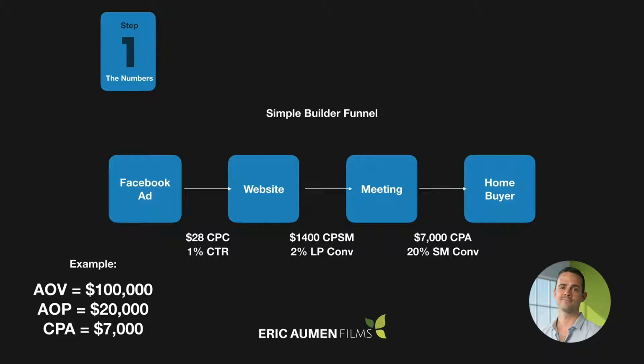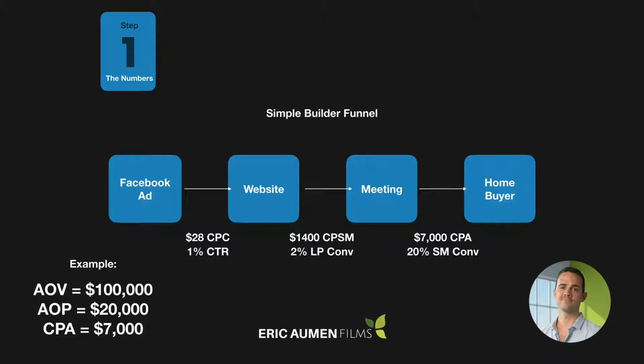And you can see over on the right, the home buyer. Below that, we have $7,000 as the CPA. That basically is our ending point, and we reverse engineer the economics of the funnel from there. So if we know that we want to stay under $7,000, we now have to look at, well, what's your closing ratio? What's the sales meeting closing ratio? That's what that 20% SM conversion is.